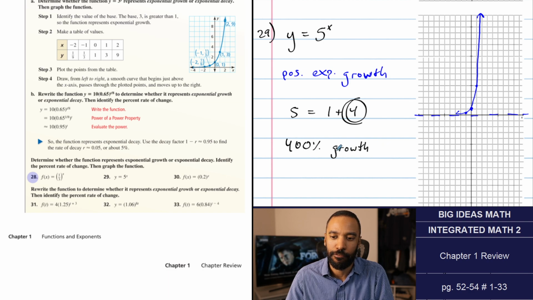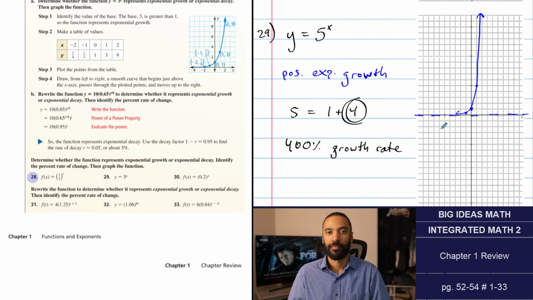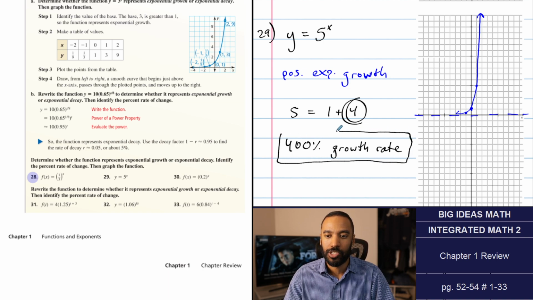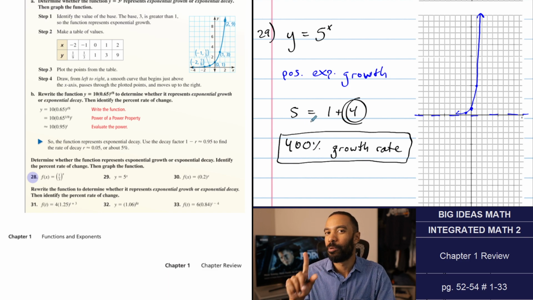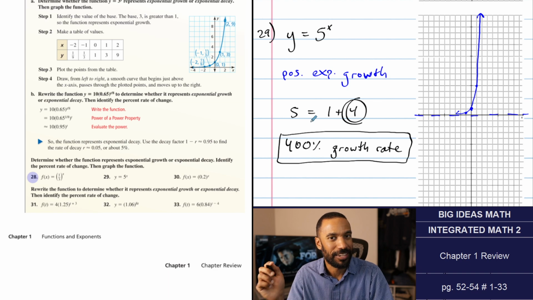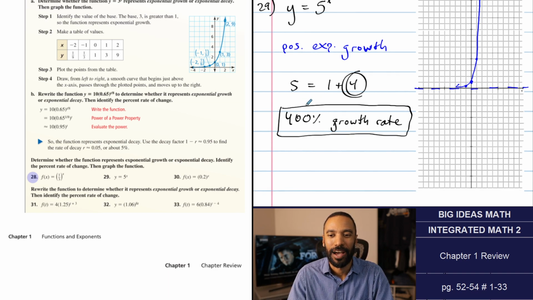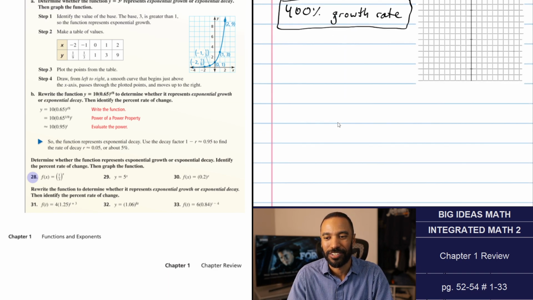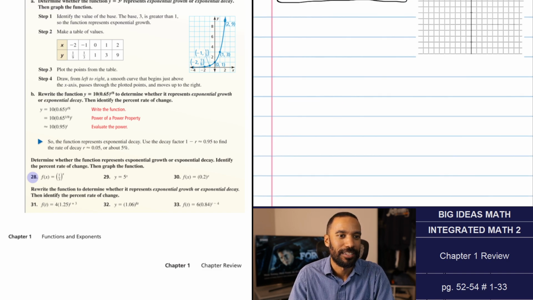You're making something 400% more than it was before. 500% of and 400% more. Those are two different words, like English-wise, but that's what they are. See, if you grow something 100%, you've doubled your amount, right? Hopefully that makes sense there. Anyway, there's that one. Number 30. Now let's go to number 30.